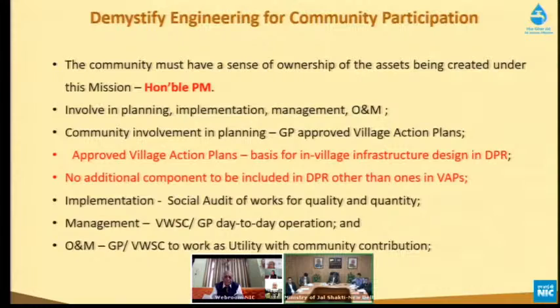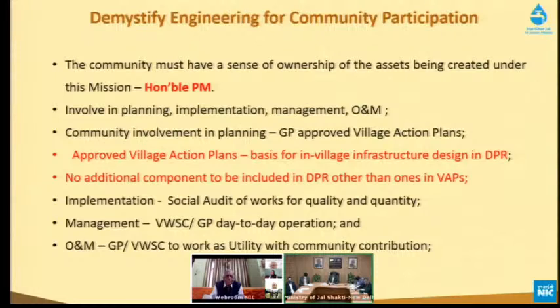Next slide, please. So how would you actually demystify this engineering? The flow started from the Honorable PM himself, when he said that the community must have the sense of ownership of the assets that are being created under the mission. This is the bottom line that we all have to understand: whatever assets we create would be managed by the committee and community.